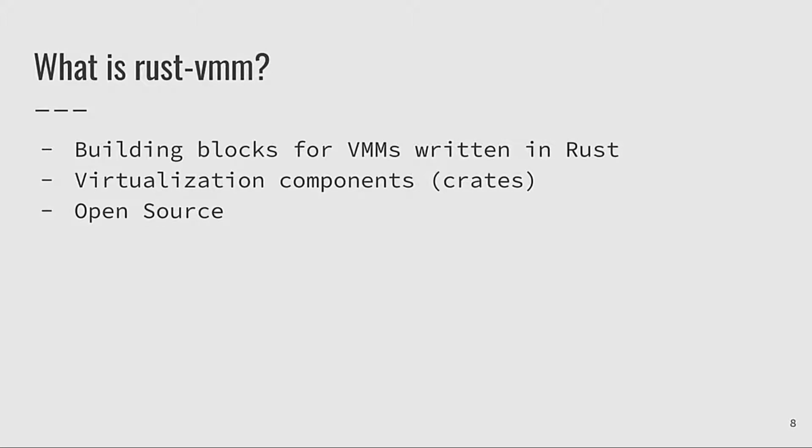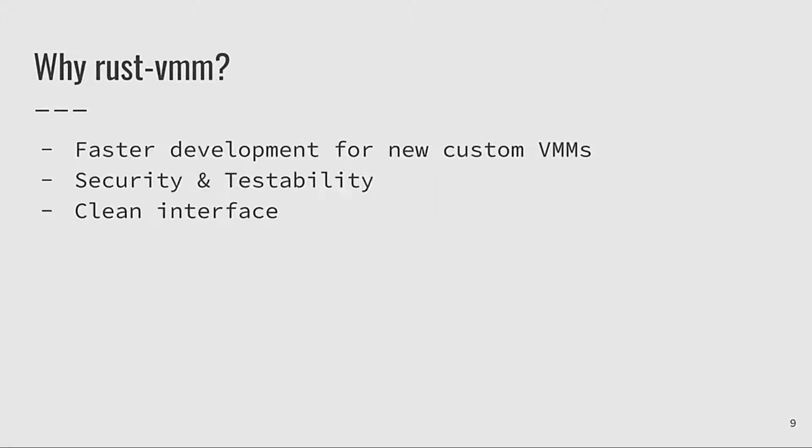Instead, you can look at rust-vmm as a collection of crates or a collection of building blocks. You just take what you need to build a VMM, but you will have to build your own VMM. So rust-vmm provides virtualization components that are written in Rust, and they are called crates. Rust packages are called crates. It's also open source, so you can find it on GitHub. Ooh, I'm nervous, I'm sorry.